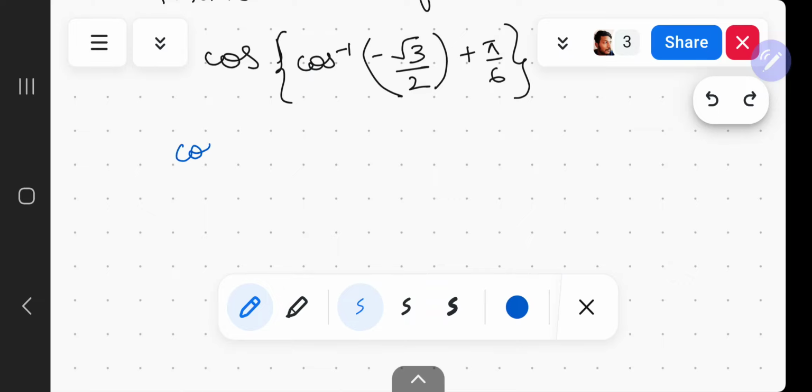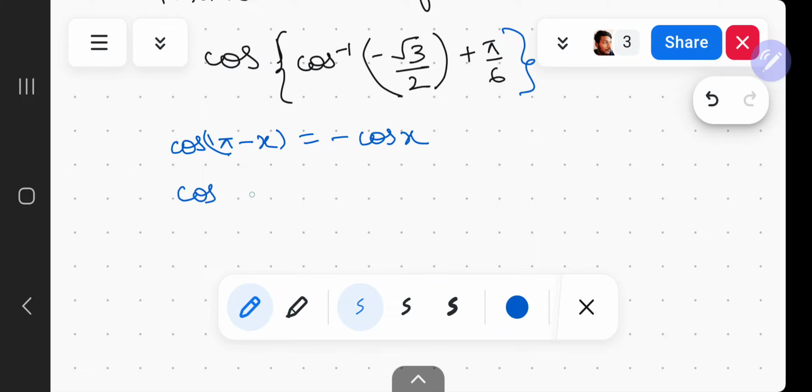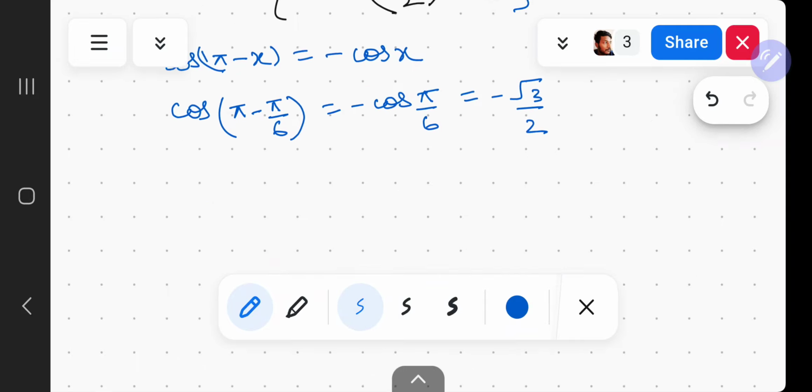So we know that cos 180, we'll write in radians. So cos pi minus x is equal to minus cos x. And now we'll put the value of x as pi by 6. So why are we putting the value of x pi by 6? See, cos pi by 6 is equal to root 3 by 2. So that will be minus root 3 over 2.